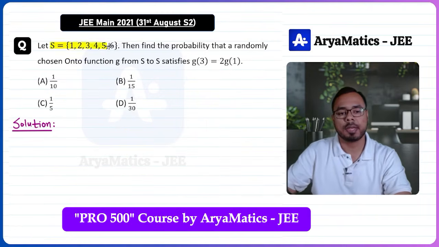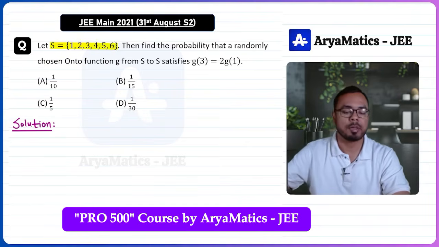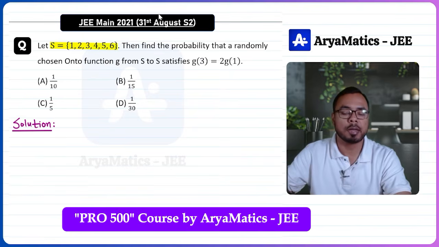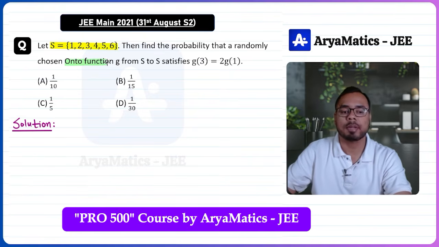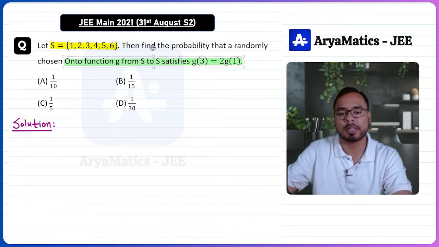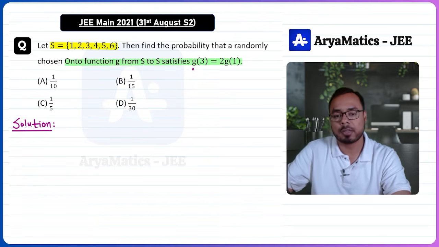Let S be this set containing first 6 natural numbers. Then find the probability that a randomly selected onto function, means codomain is same as range. So find the probability that a randomly selected onto function g from S to S satisfies this equation, that g of 3 is twice of g of 1.